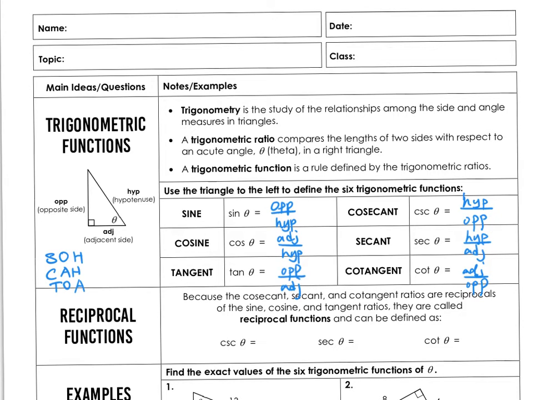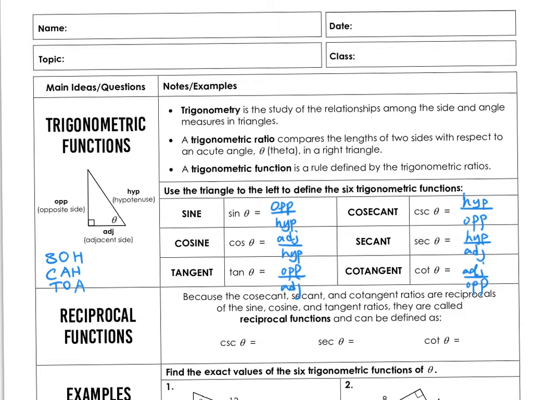All right, guys, trigonometry functions. We have already reviewed what trigonometry is. The definition is right here. I'm not going to repeat myself. And a trigonometry ratio compares the length of two sides with respect to an acute angle theta in a right triangle. That's a mouthful. What does that mean?